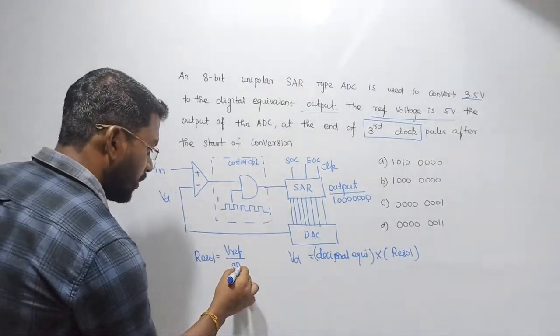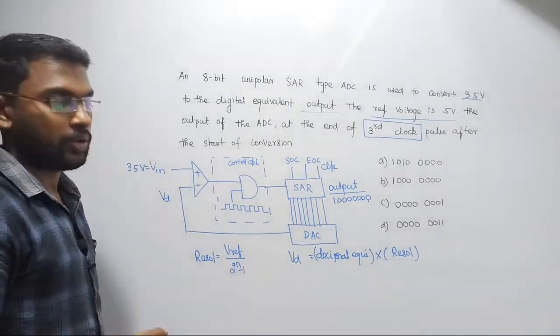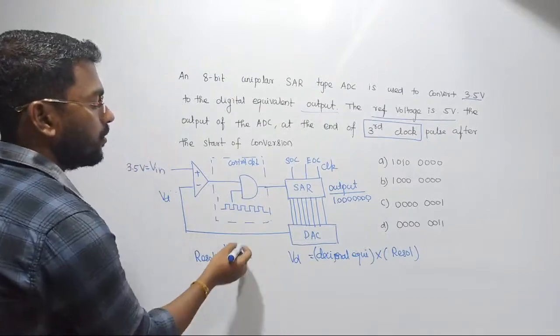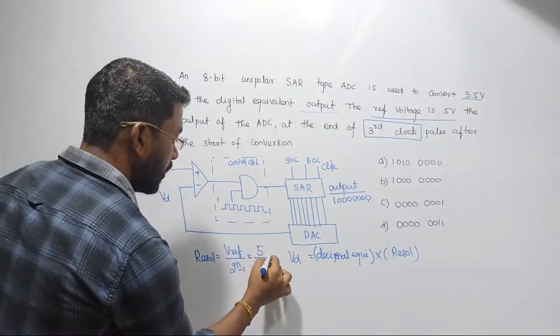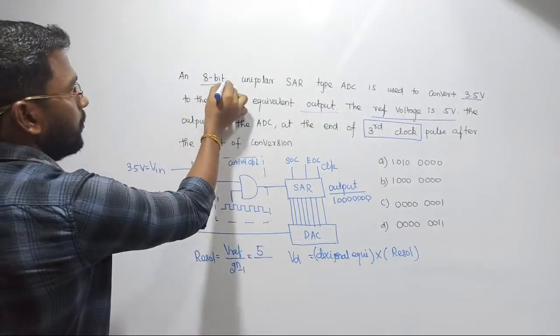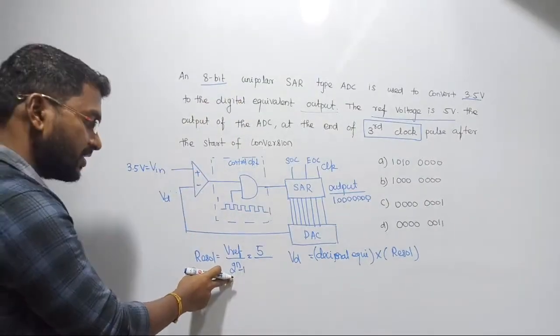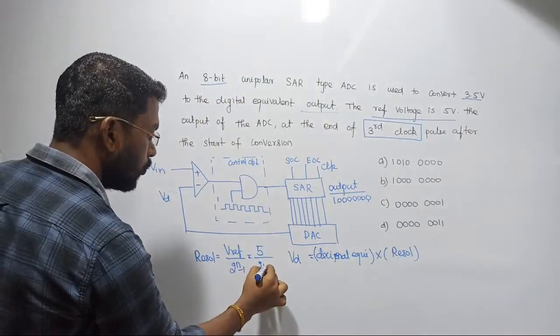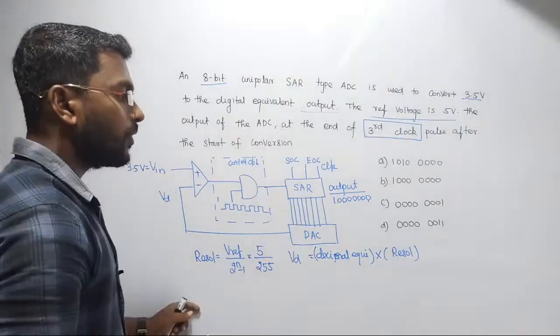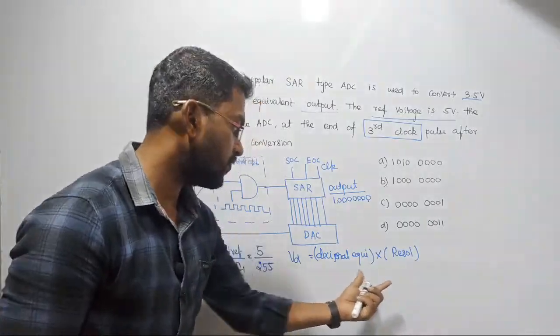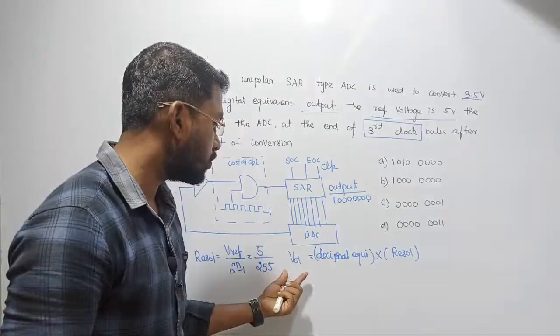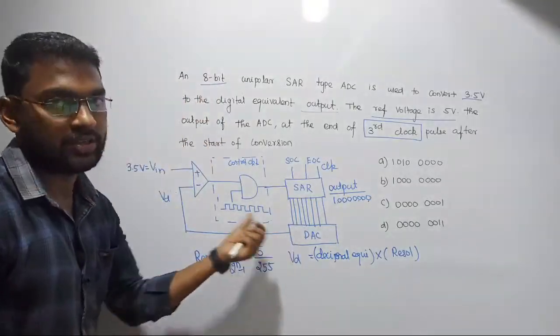Of course, in precise we can write 2 power n minus 1, right? So we can say V reference is given as 5 volts and the data is given as 8-bit data. 2 power 8 is 256, minus 1 is going to be 255. If you multiply it by its corresponding resolution with the decimal equivalent, automatically it will be transformed into the equivalent output voltage. Are you getting me?